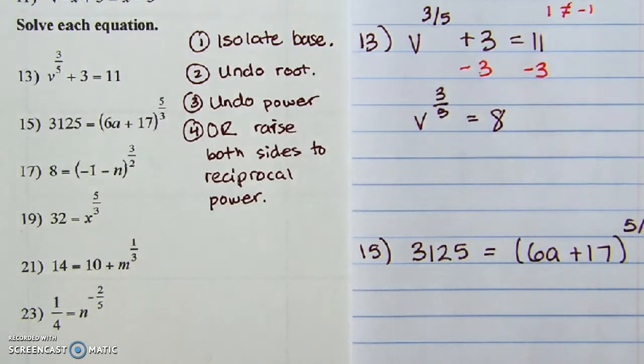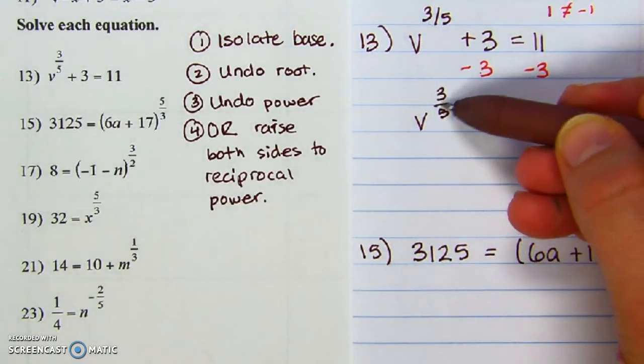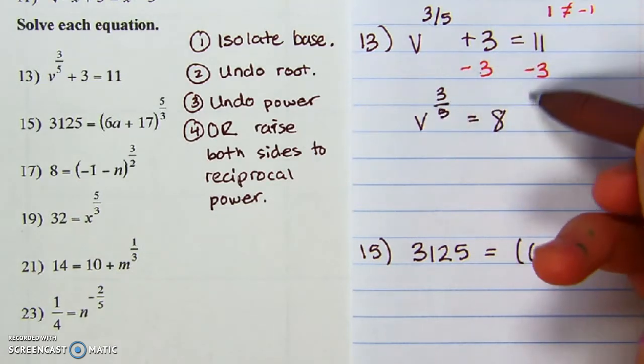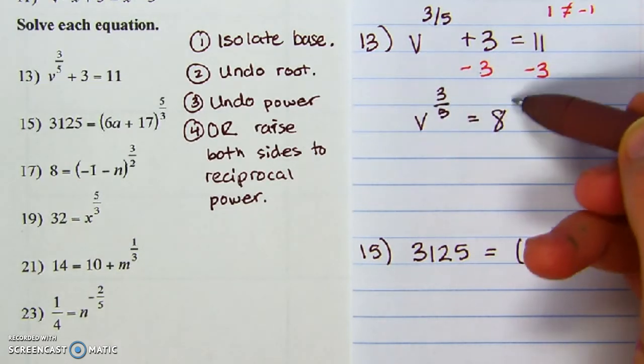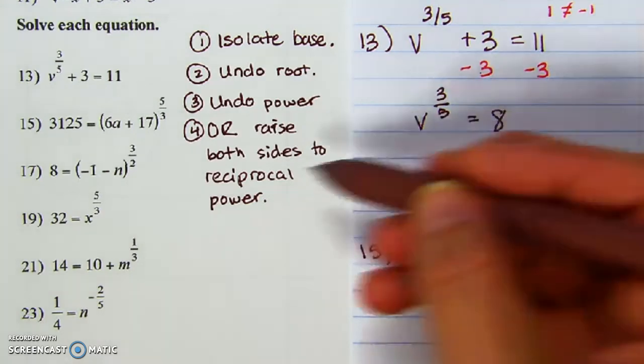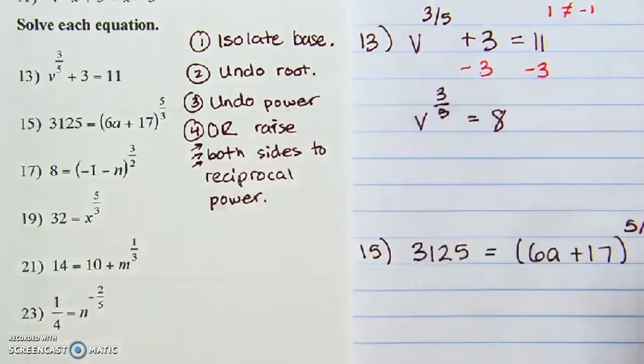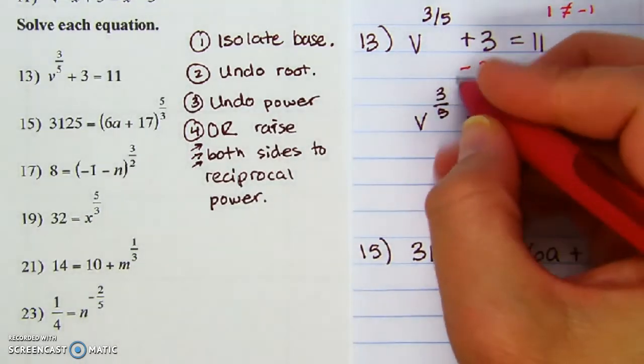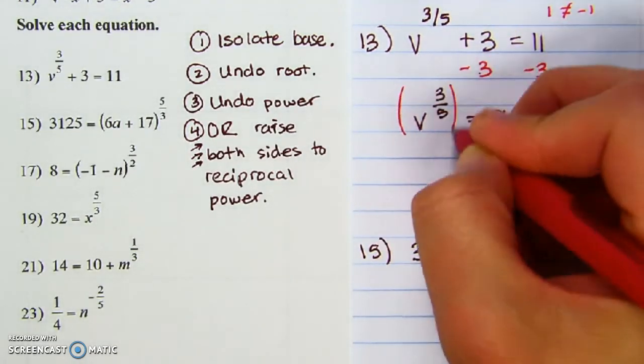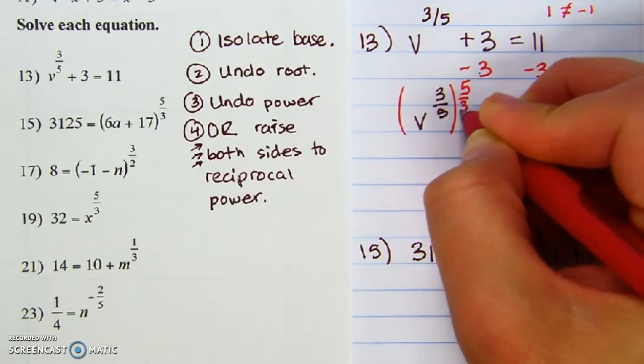Okay? You can undo the root by raising both sides to the power of 5, but I don't know what 8 to the 5 is. So I'm actually going to just show you this step here, okay? I'm going to raise both sides to the power of 5/3, the reciprocal power.